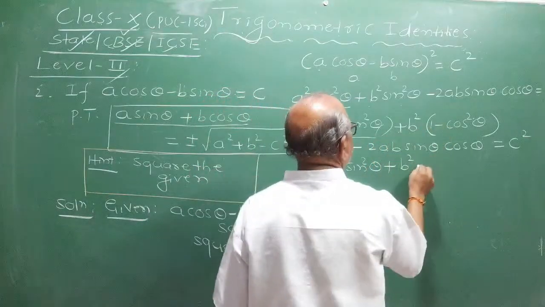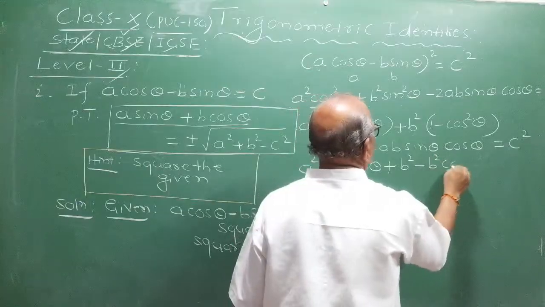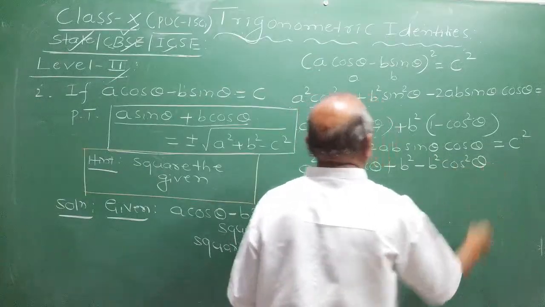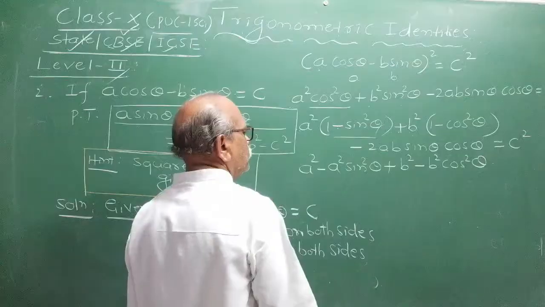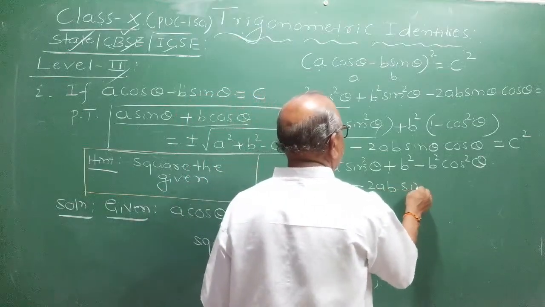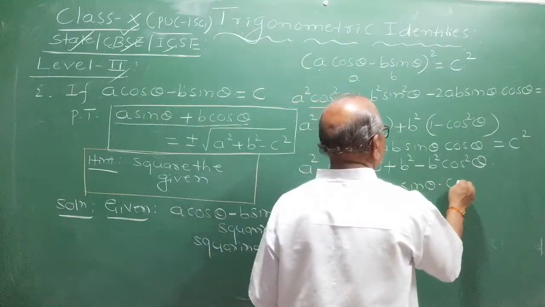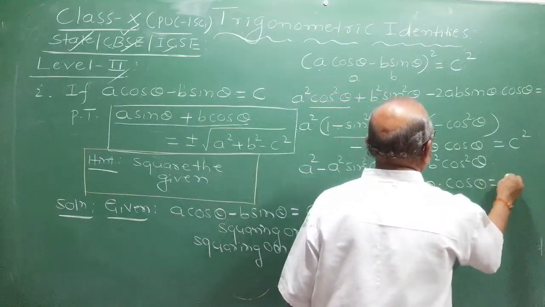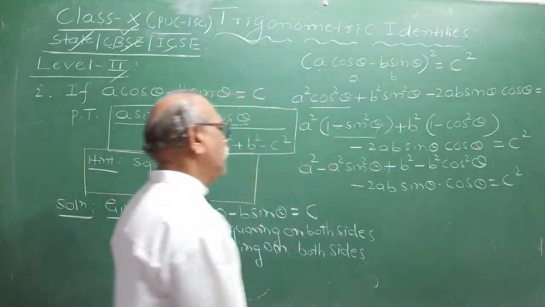Plus into minus is minus b square cos square theta. Then you can write minus 2ab sin theta into cos theta is equal to c square. I hope you understood.